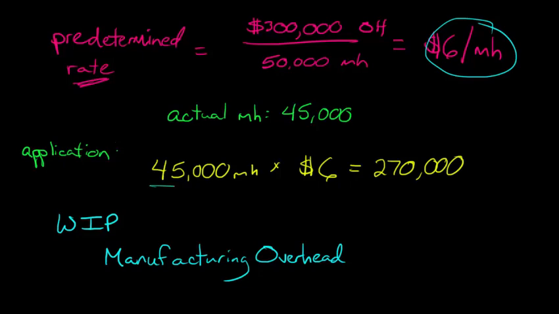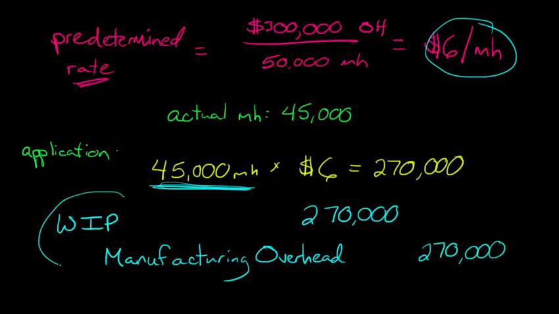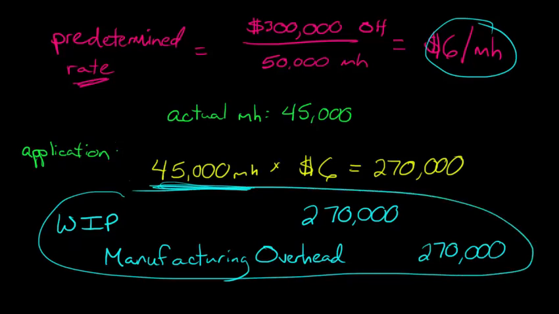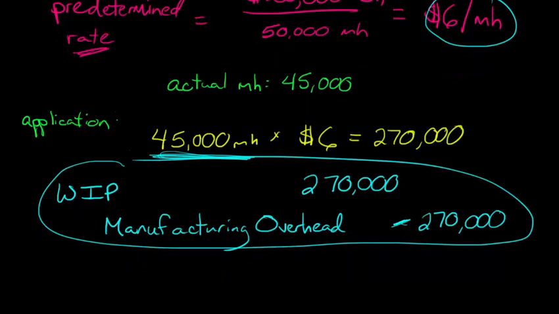We're looking at the actual number of machine hours that are driving this rate, or that we've decided are driving the rate. Our cost driver is machine hours, and we're applying based on this rate, and our application is 270,000. So we'll have the debit to WIP for 270,000, and then the credit to manufacturing overhead for 270,000. So when we've made this journal entry, we've applied $270,000 of manufacturing overhead.